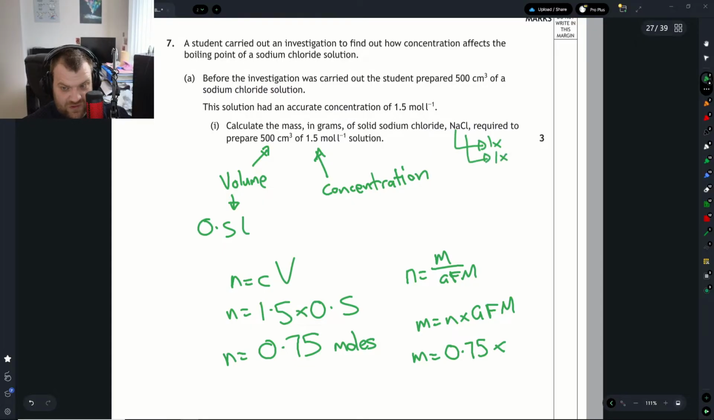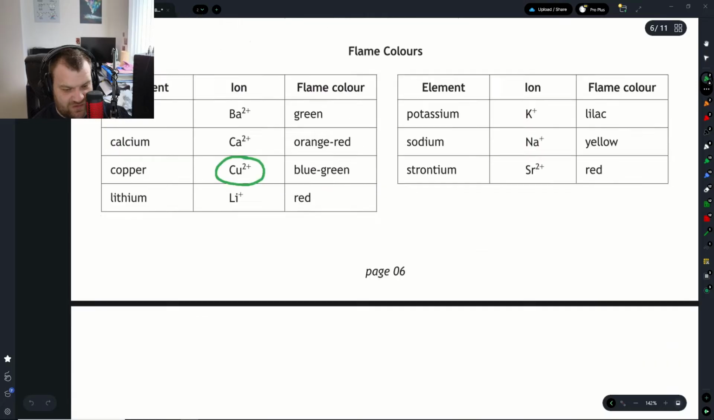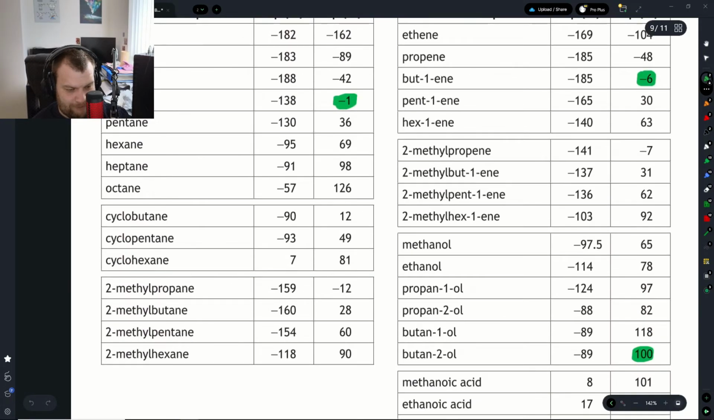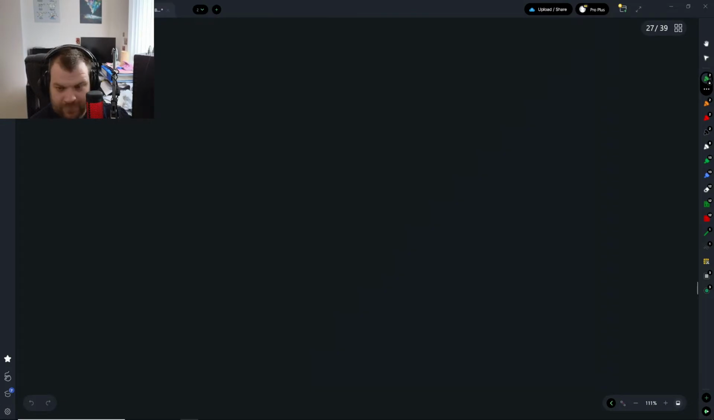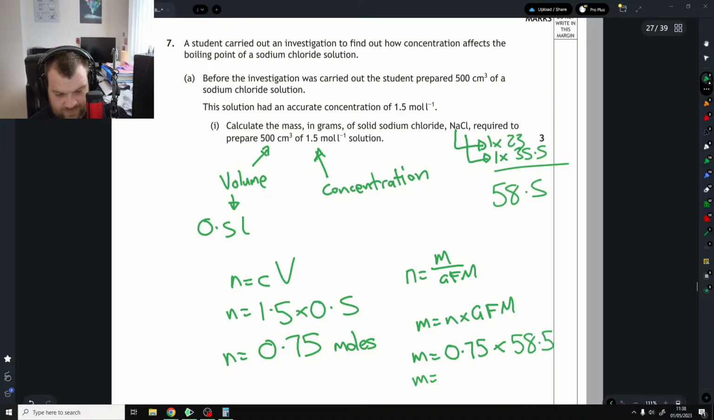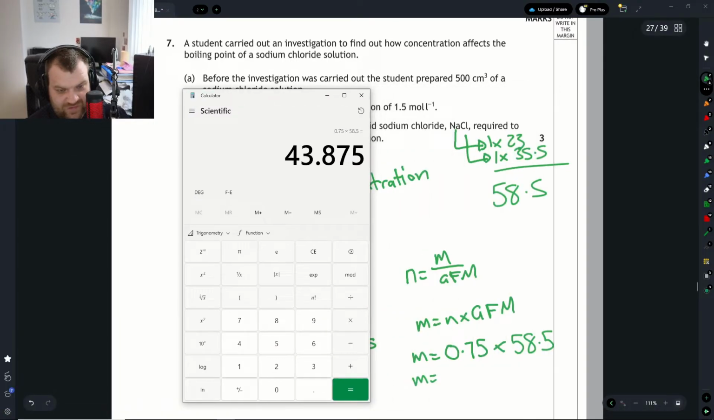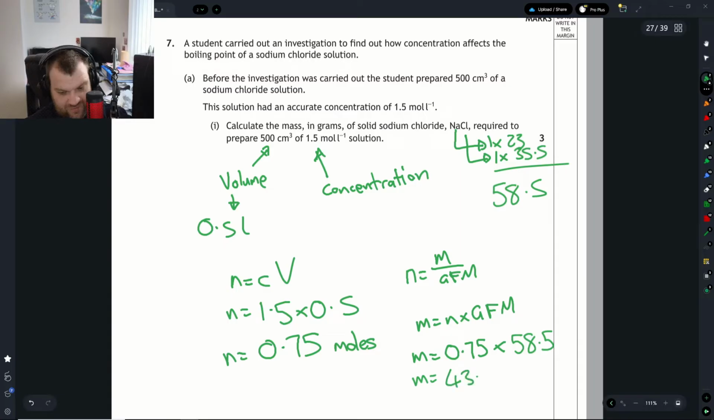Use the data booklet to find out how heavy the two things are. Chlorine is 35.5 and sodium is 23. That's 58.5. Pop that into our rearranged relationship. It gives you 43.875, and the 7 that comes next would go round up, so 43.9 grams is my answer for that one.